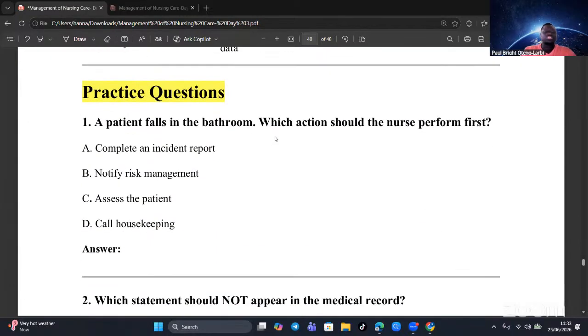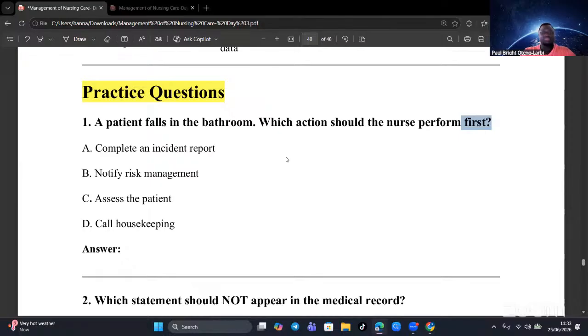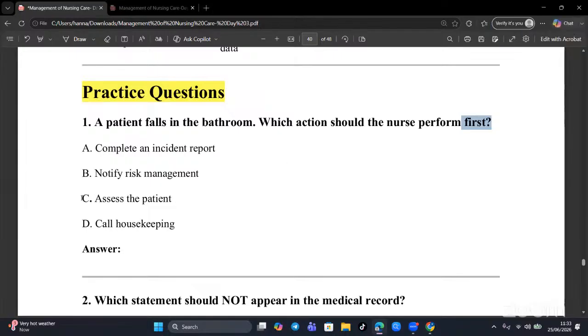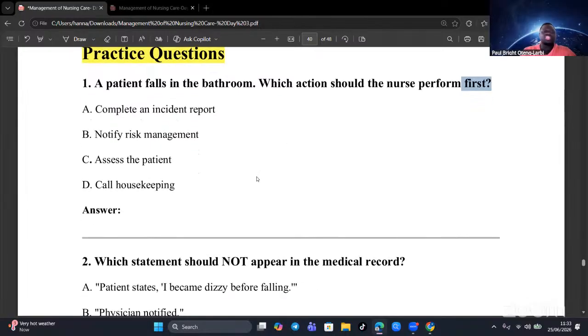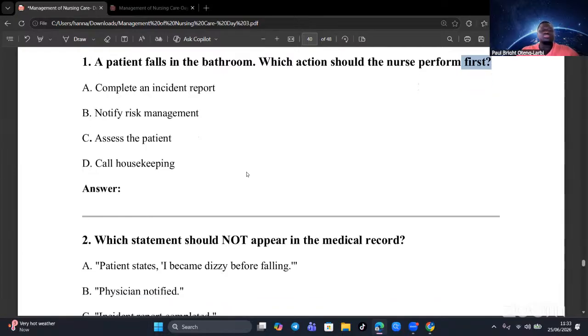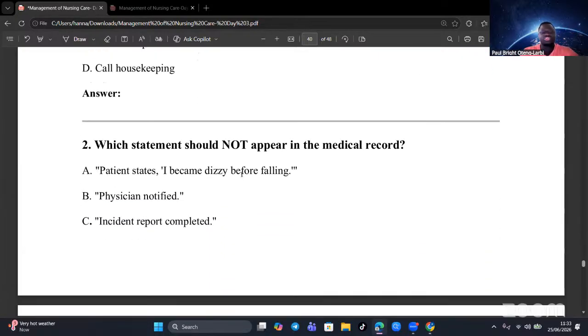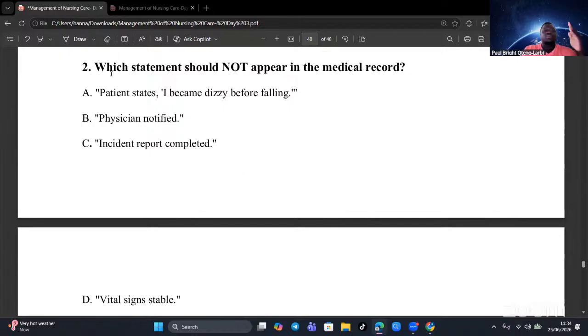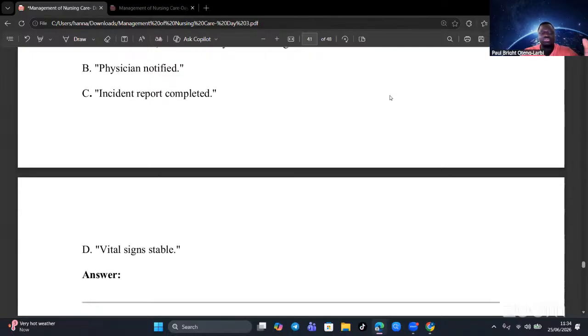Okay, let's do some questions. A patient falls in the bathroom. Which action should the nurse perform first? Yes, sharp. Assess the patient. Assessment. Okay. So when you get a slide, you make sure you answer it yourself. I've told you I will not answer for you nowadays. Which statement should not appear in the medical record?